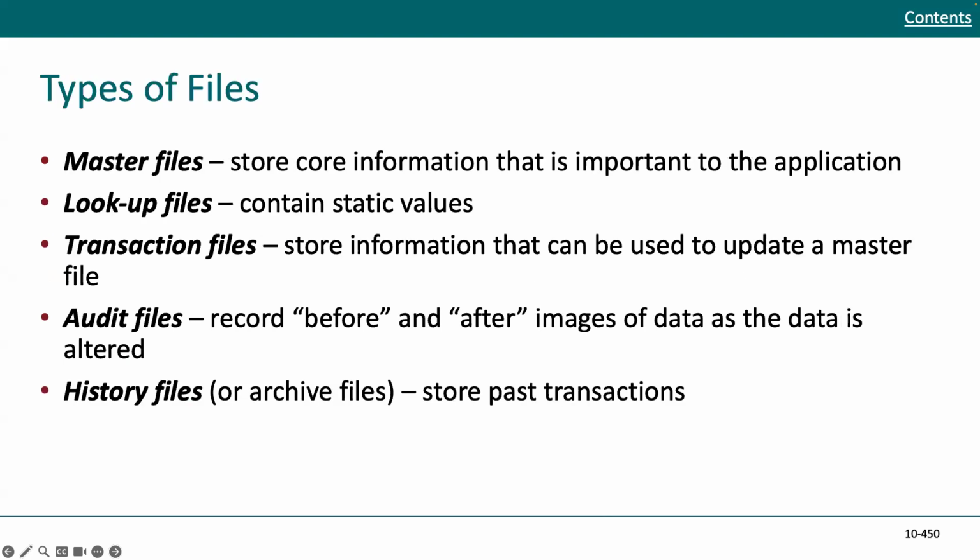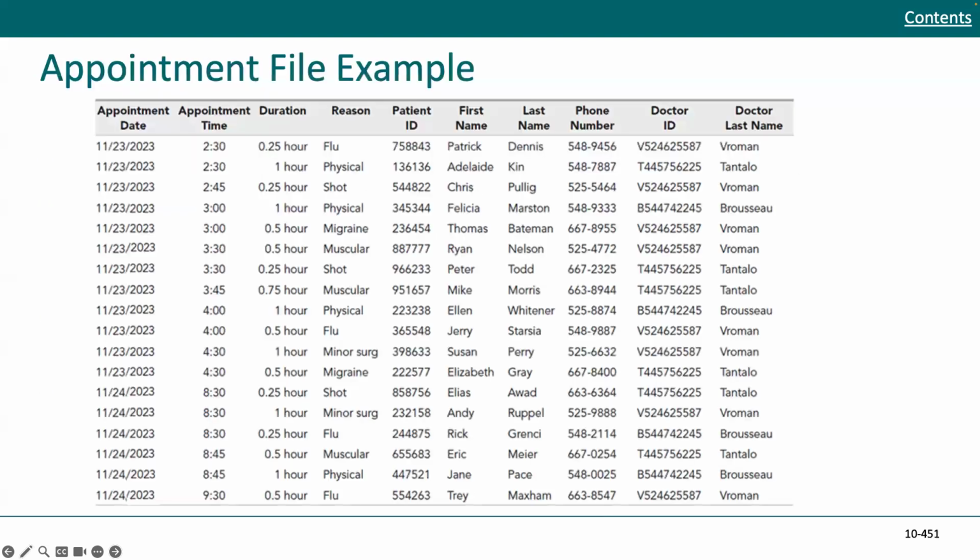So here are the various types of files that we can be dealing with. The master files store the core information that's important to the application. Lookup files contain static values. Transaction files store the information that can be used to update a master file. Audit files record "before" and "after" images of the data as the data is altered. Finally, we have history files or archiving files that store past transactions.